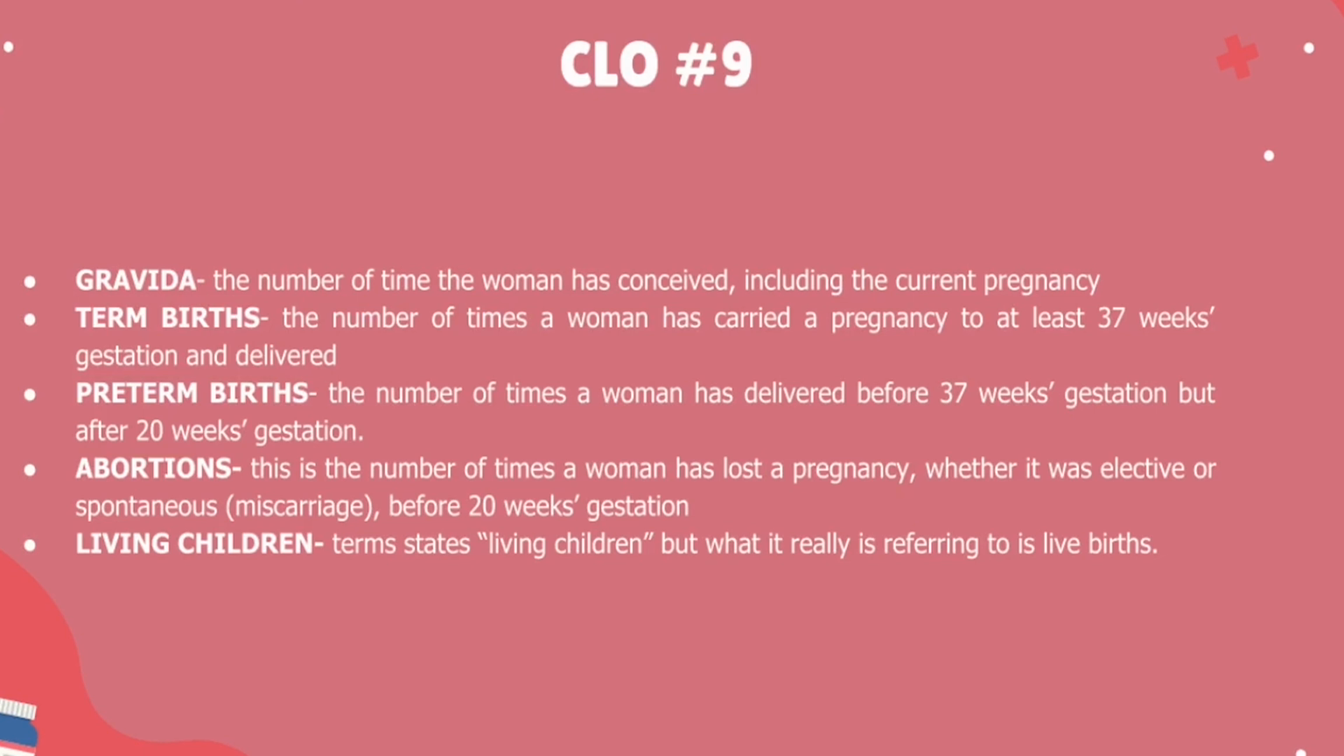So in GTPAL, gravida stands for the number of times the woman has conceived, including the current pregnancy. Term births are the number of times the woman has carried a pregnancy at least 37 weeks. Preterm births refer to the number of times a woman has delivered before 37 weeks of gestation, but after 20 weeks. So basically, 20 to 36 weeks of gestation is in line with the preterm births. Abortions is the number of times a woman loses a pregnancy, whether on purpose or not. Living, or living children, is the number of births that are living.